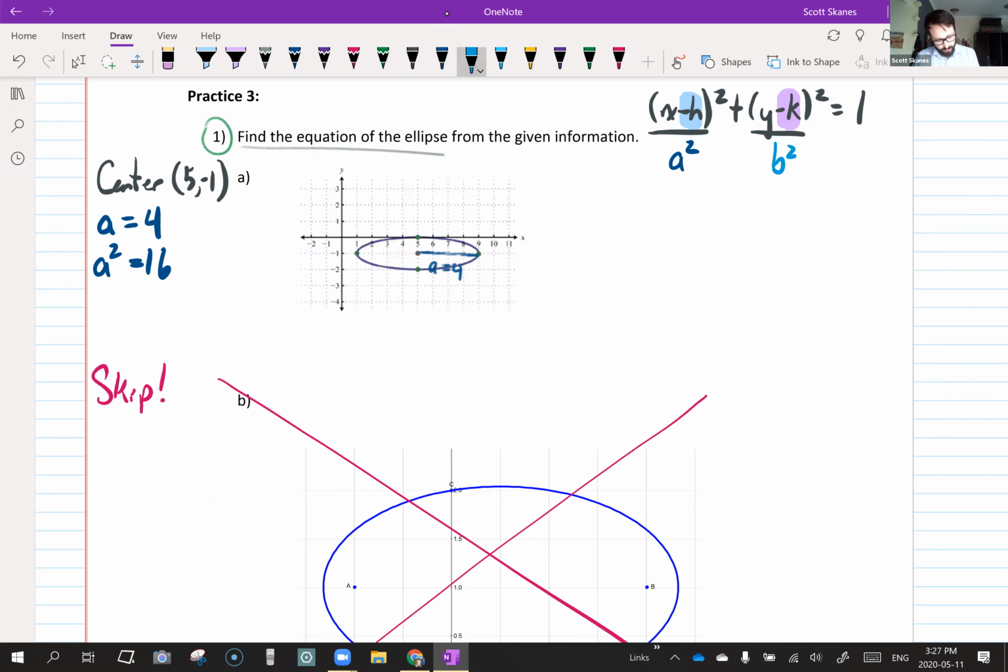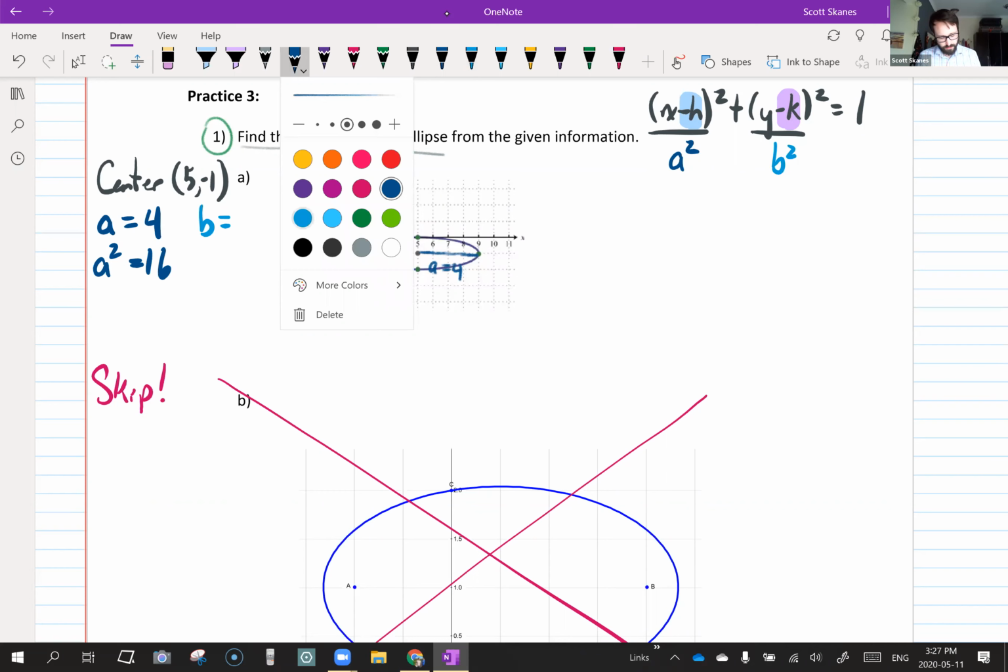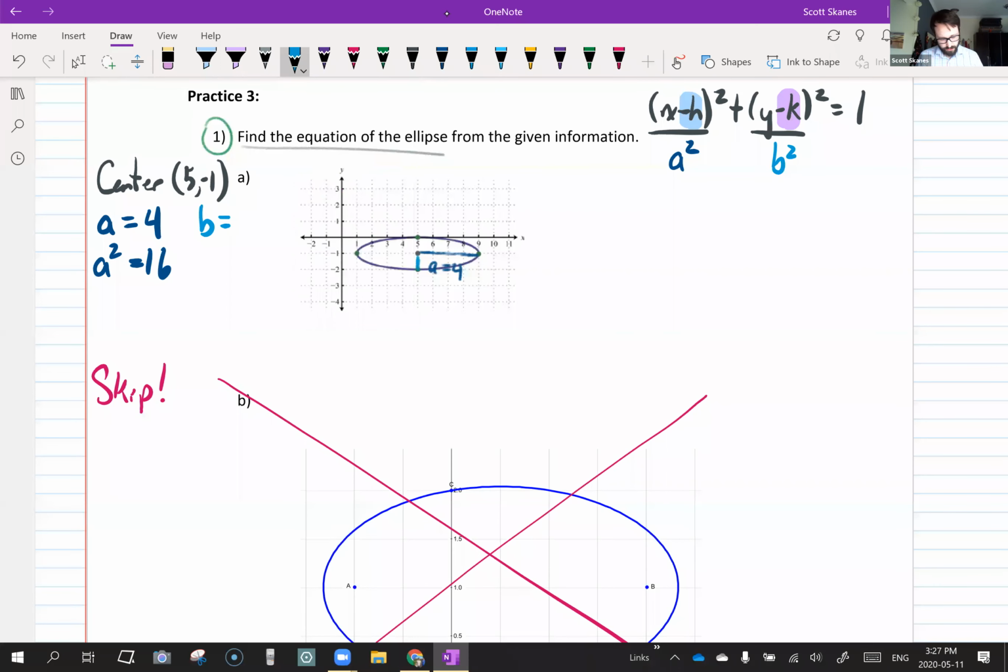What about B squared? Well, I need B first. And B is the length of the minor axis. That's just 1. I can see it from the diagram. So I can square that and get B squared. That's an easy one. That's just one. I'm actually finished. If you look at this equation up here, you needed h, k, a squared, and b squared.